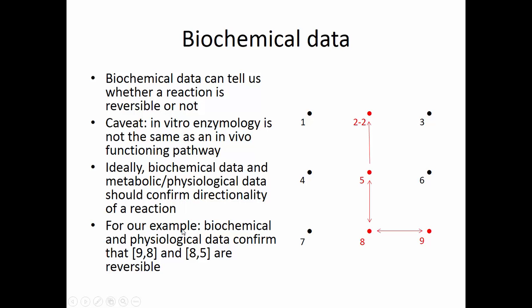But for our example, let's just say biochemical and physiological data confirm that 9 to 8 and 8 to 5 are reversible. So we put double-headed arrows on them. Whereas 5 to 2 is not reversible. It's irreversible. So that stays with the single-headed arrow.